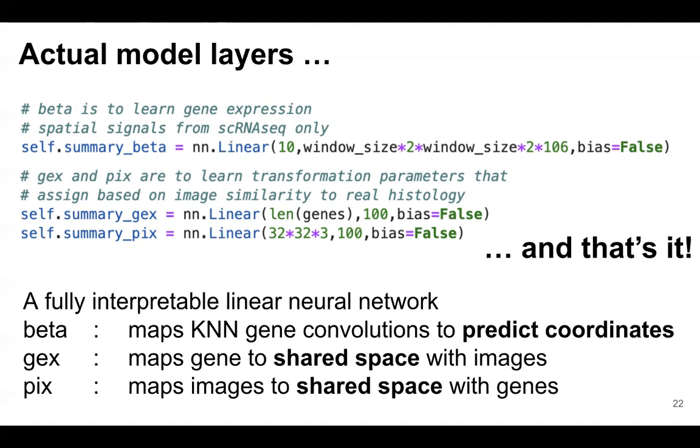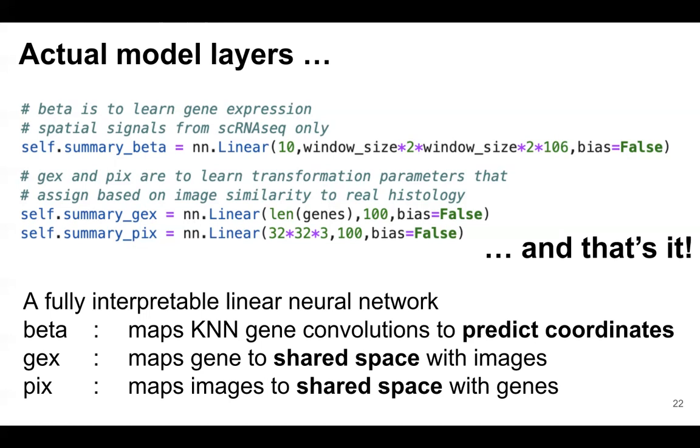Now, what each of these 3 layers represent, I'll go through below and in the next few slides. But essentially, I have 3 called beta, GEX, and PIX. So the beta parameter essentially learns on the genes, or what I call the k-nearest neighbor gene convolutions, to predict the coordinates of the spatially aligned or spatially distributed single cells.